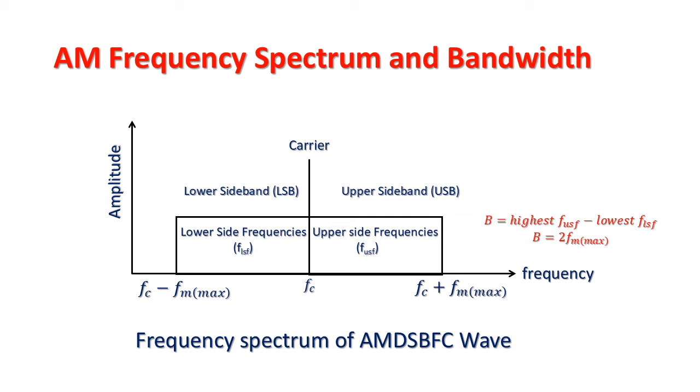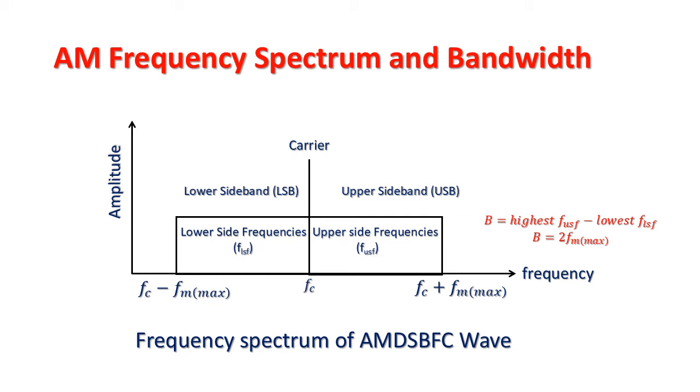An AM modulator is a nonlinear device. Therefore, nonlinear mixing occurs and the output envelope is a complex wave made up of DC voltage, the carrier frequency, and the sum and difference frequencies, fc plus fm and fc minus fm, that is, the cross products. The figure shows the frequency spectrum of an AM double sideband full carrier wave. The frequency spectrum of an AM wave is composed of the carrier frequency fc, the lower side frequency, fc minus fm(max), and the upper side frequency, fc plus fm(max).